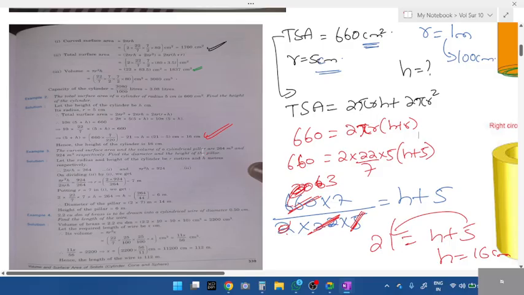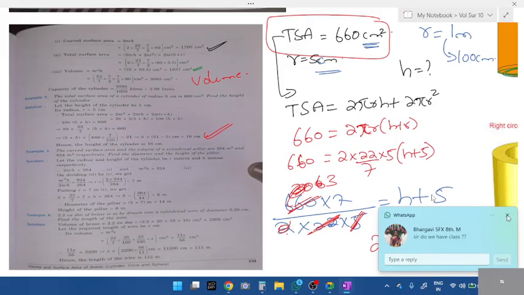Second type of question. See, one is volume. Next, the total surface area value was given, students. In the exam, they'll give you the volume value. Use the volume formula. Look at the third example question. Curved surface area is given. The curved surface area and volume, both are given.